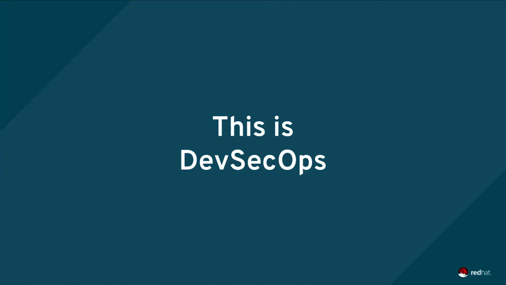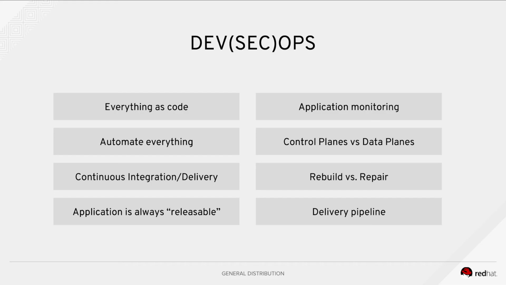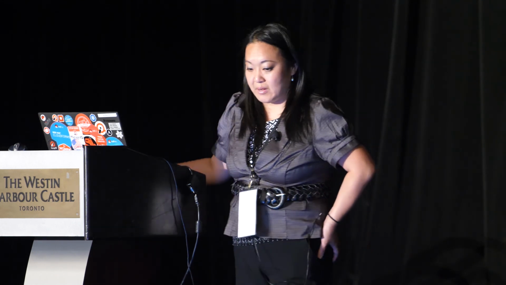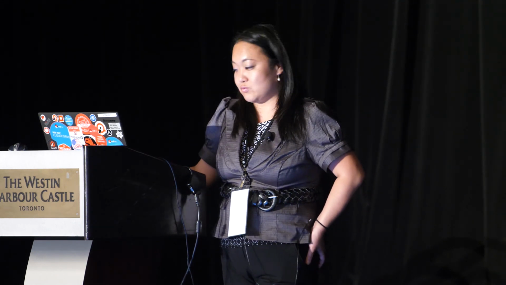So this is DevSecOps. When you have DevSecOps, you have everything as code. You automate everything. You have that CI/CD pipeline. You have rebuild versus repair, and things like application and monitoring. And then that application is always releasable.